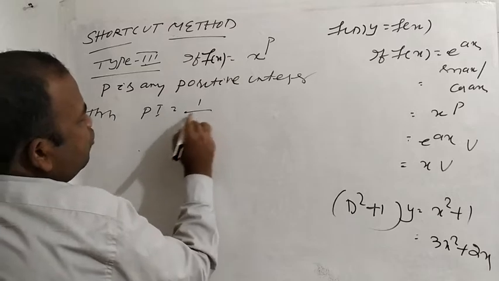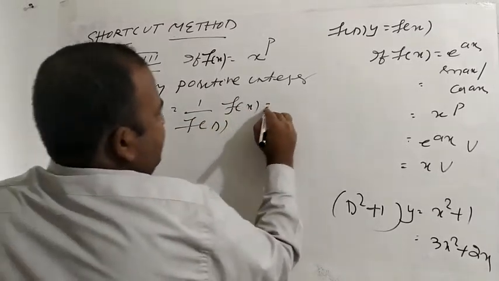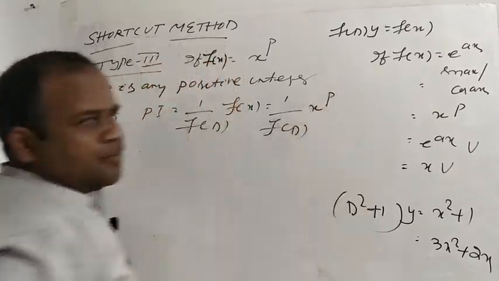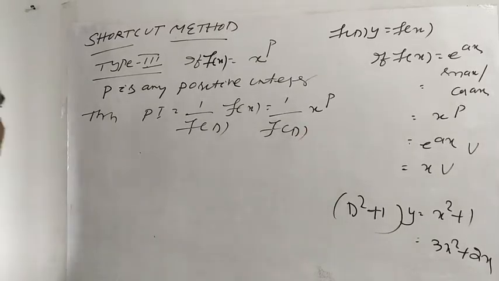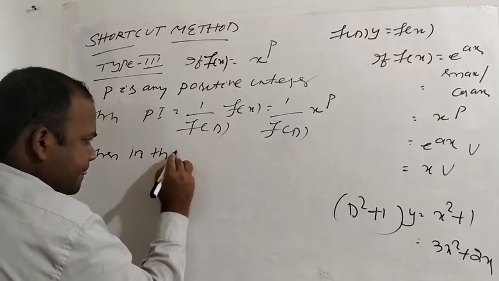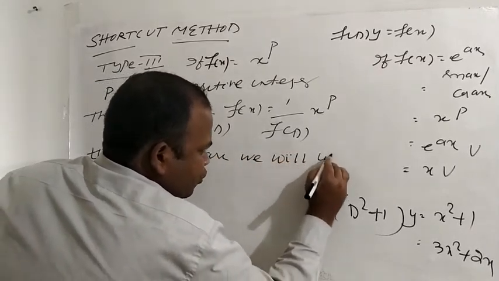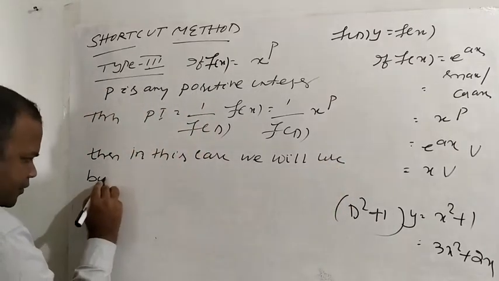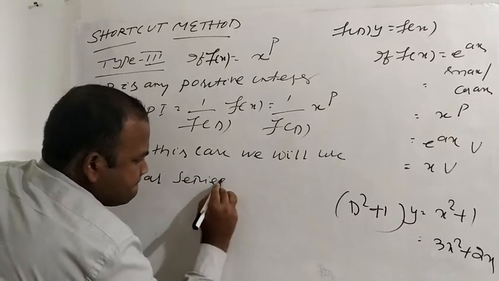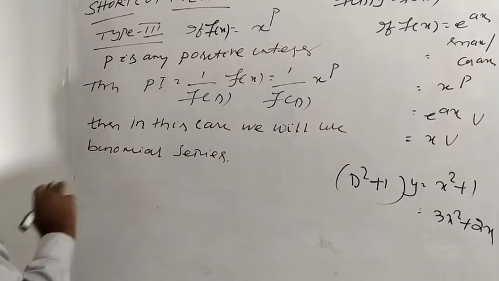PI equals 1 upon f(D) into f(x), equals 1 upon f(D) into x^p. Then in this case we will use binomial series. Okay, so what is binomial series?